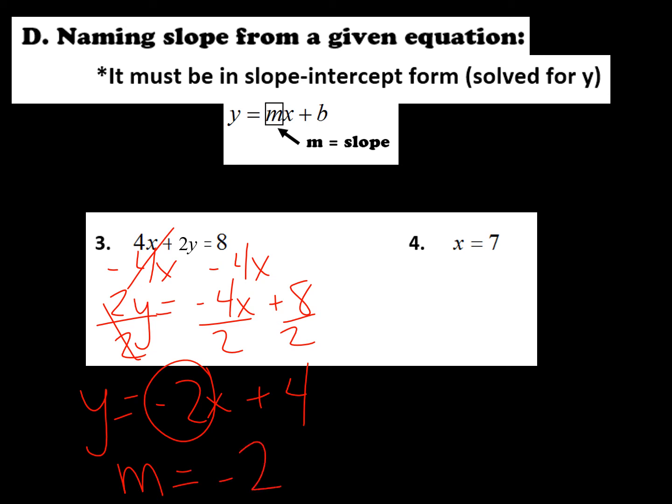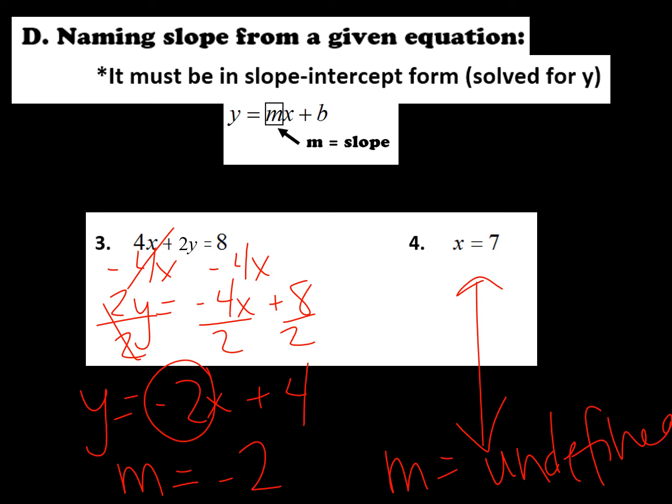And number 4, x equals 7. That's not in that format either, which means it is a special case. So if I remember, x goes up and down. If I plot that, that right there is undefined. So my slope for number 4, I would write out, is undefined.